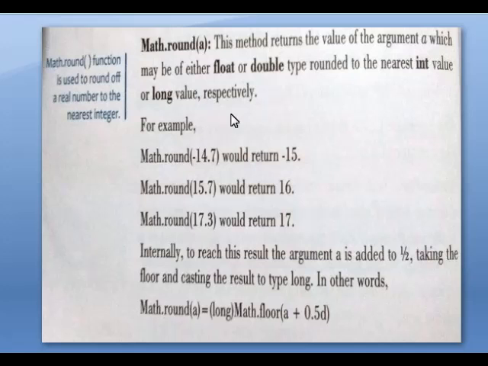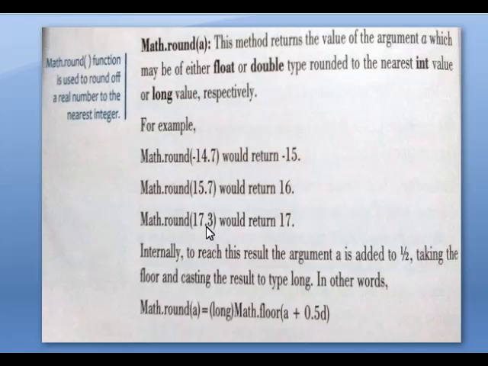For example, Math.round of minus 14.7 would be minus 15 because the value after the point is greater than 5. Math.round of 15.7 would be 16 because here also the value after the point is greater than 5. Math.round of 17.3 would be 17. Here the value after the point is less than 5.